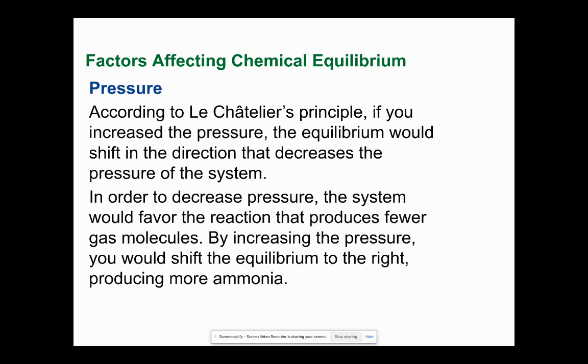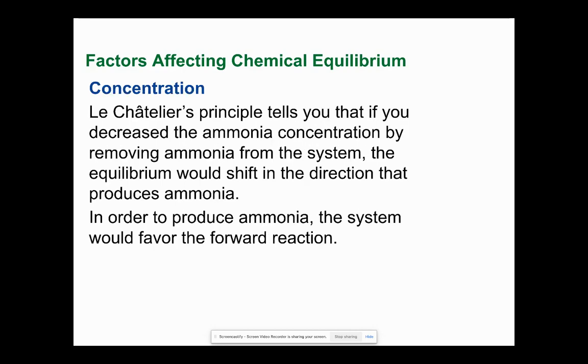Pressure has an impact too. According to this principle, if you increase the pressure, the equilibrium would shift in the direction that decreases the pressure of the system. In order to decrease pressure, the system would favor the reaction that produces fewer gas molecules. By increasing the pressure, you would shift the equilibrium to the right, producing more ammonia. All this stuff weighs into it.